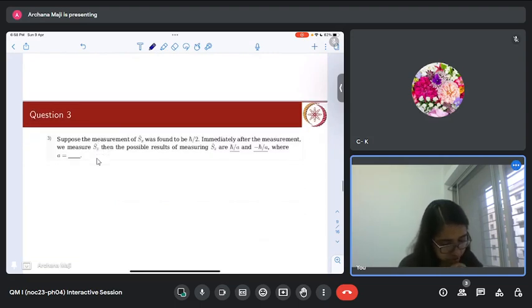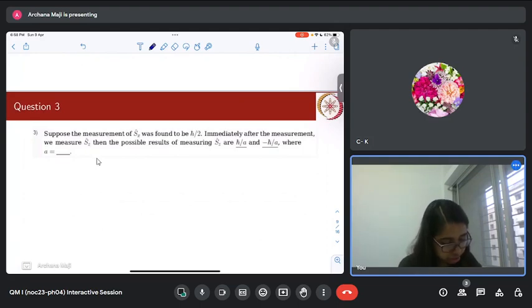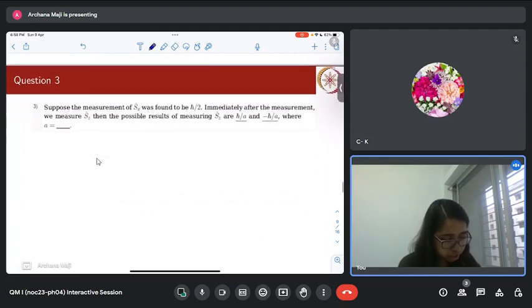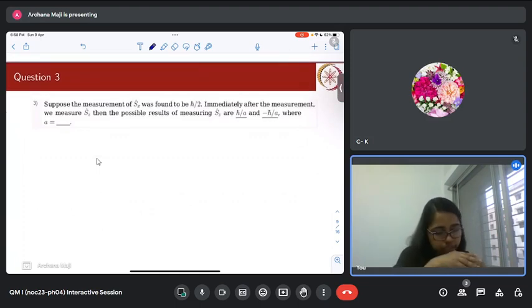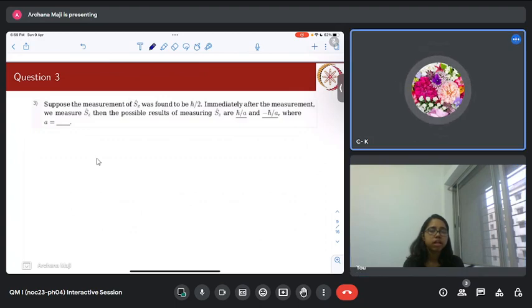Third question. Suppose the measurement of Sx was found to be h cross over 2. Immediately after the measurement, we measure Sz. Then the possible results of measuring Sz are h cross over A and minus h cross over A, where A is equal to, can you tell me? So if you measure the Z operator, what will you get? A is equal to 2, madam.